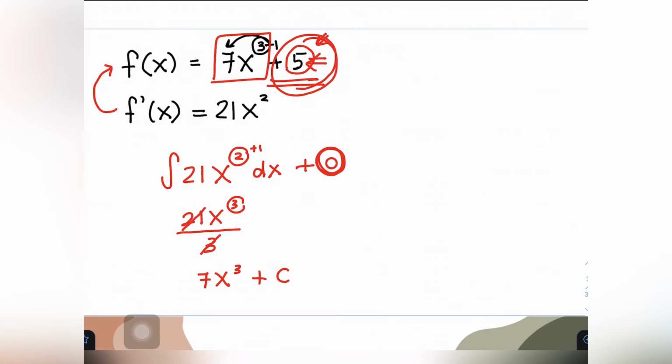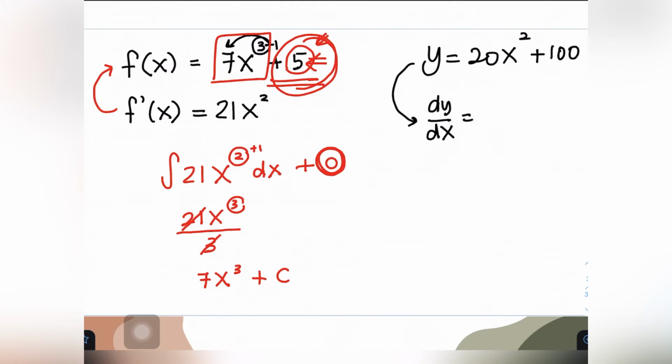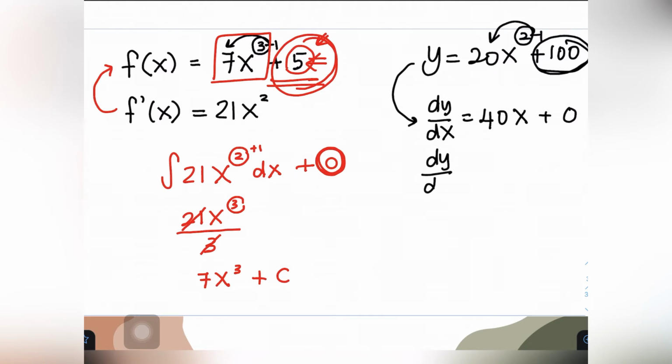Okay, for example, if I have the equation y equal to 20x to the power of 2 plus 100. When you do a process of differentiation, you will get dy/dx. Okay, you differentiate this one. 2 multiplied by 20 is 40x. 2 minus 1 is 1, so 40x to the power of 1, plus you differentiate a constant, you always get equal to 0. So what you will get actually is dy/dx is equal to 40x.